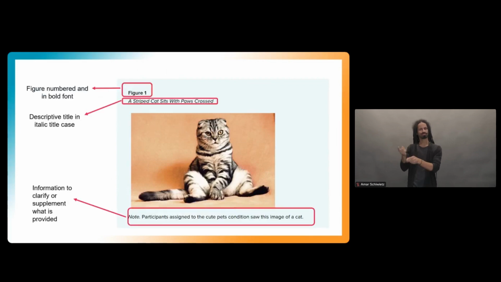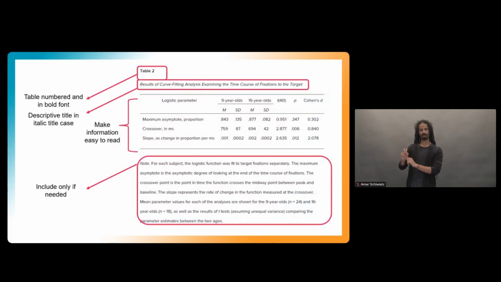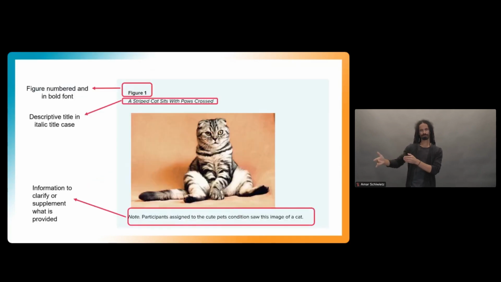Very similar. Give the figure, put the word Figure and then the number, right? So Figure 1, this is the first figure in this essay. Put that in bold font at the top. Same descriptive title in italic title case underneath. Then the image itself, or the figure. And then underneath, information to clarify or supplement what is provided. So again, a description if necessary. And again, it begins the same, it says Note there. It's the same as it does in the tables, right? Note with a period and then the information follows. So you can do this in line with your text, right?